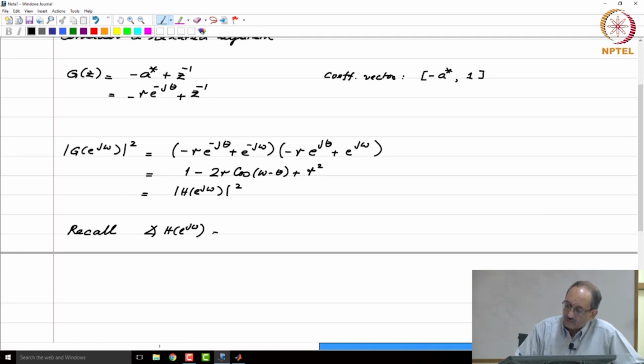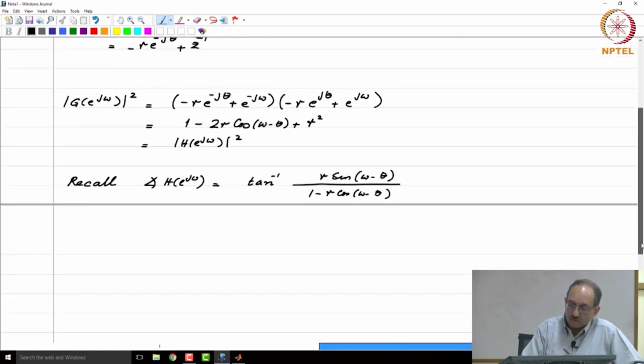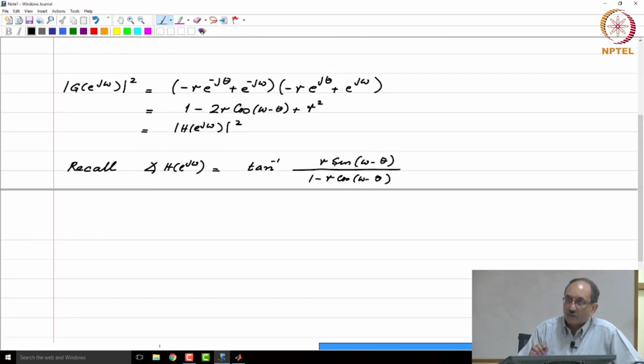And if you recall, the phase response of the earlier system is tan inverse, with numerator r sin omega minus theta and denominator 1 minus r cos omega minus theta. So, this is the phase angle. This is just recalling what we have seen earlier.